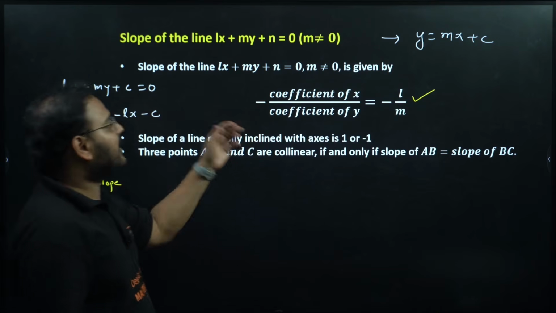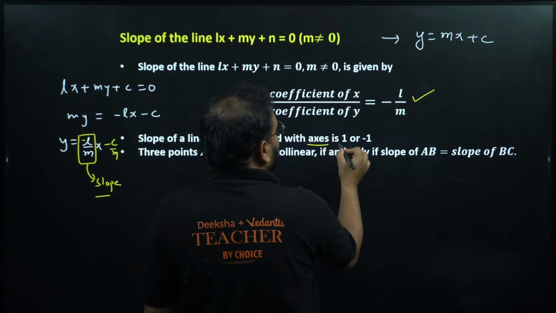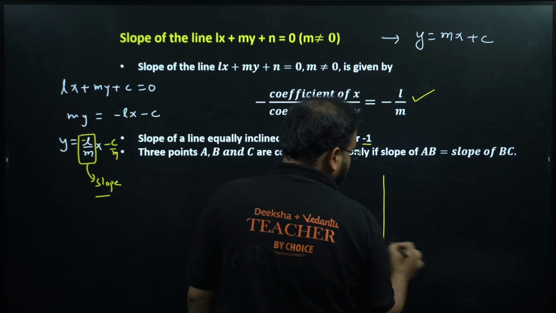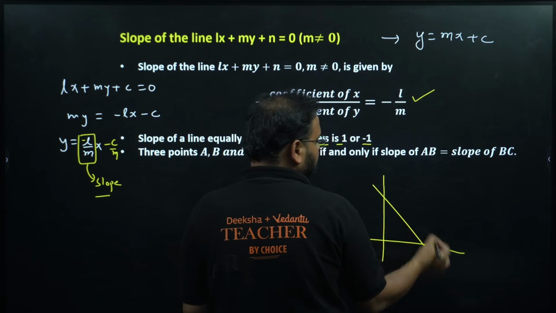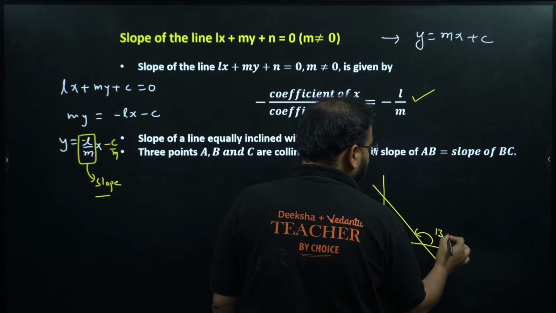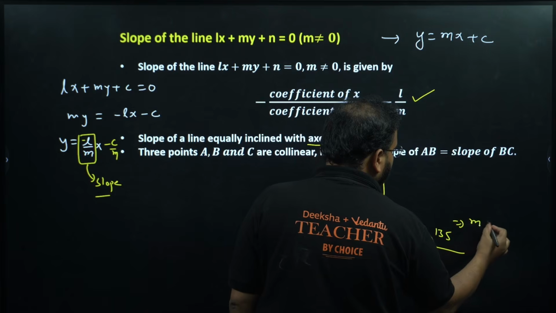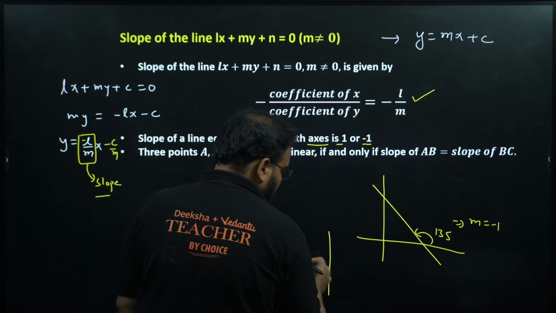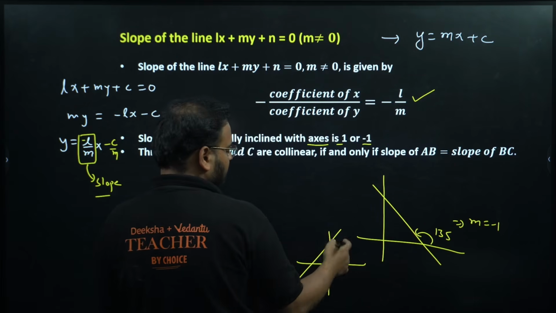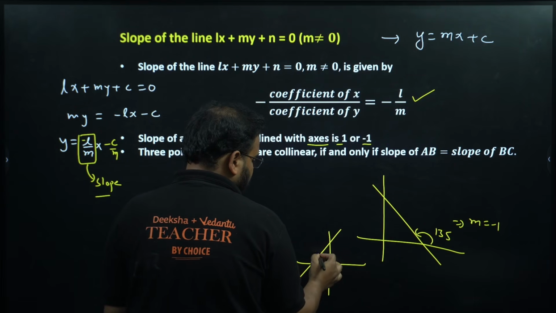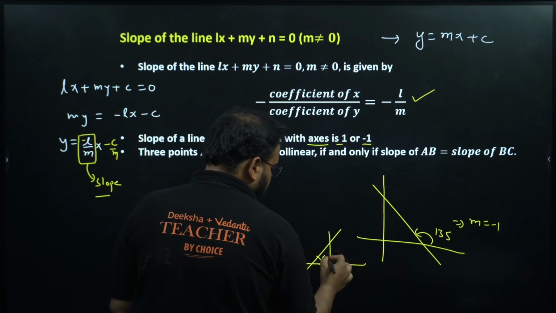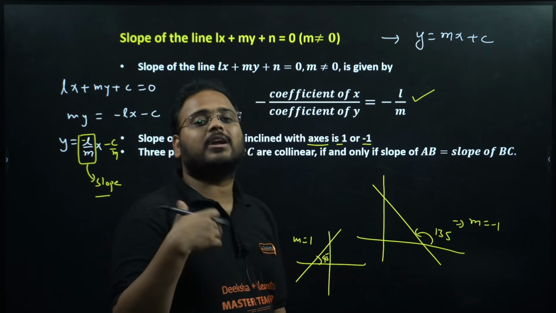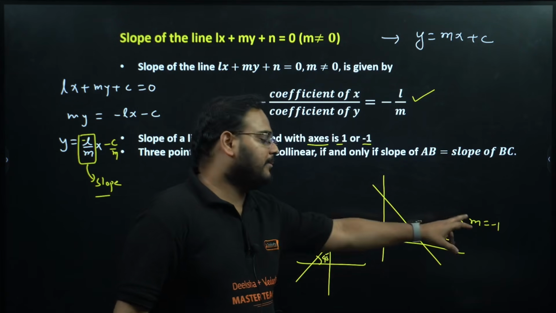Slope of a line equally inclined with both the axes is either 1 or minus 1. How come, sir, 1 or minus 1? If you go like this, this is the inclination. What is the slope over here, sir? This is minus 1, because this value will be 135 degrees, and here the slope will be minus 1. But if you talk about the other line, when you have the slope like this, equally inclined, this value will be 45 degrees. Over here, slope becomes 1. So if you have a line equally inclined to both the axes, then the slope can be either minus 1 or plus 1.